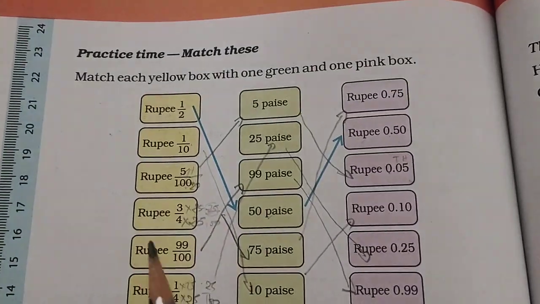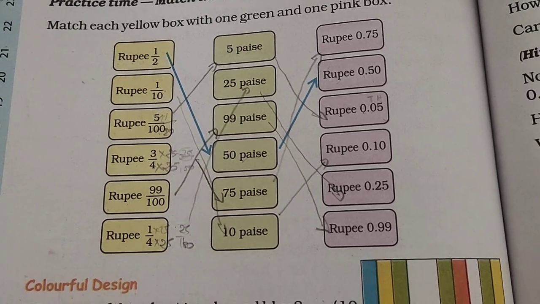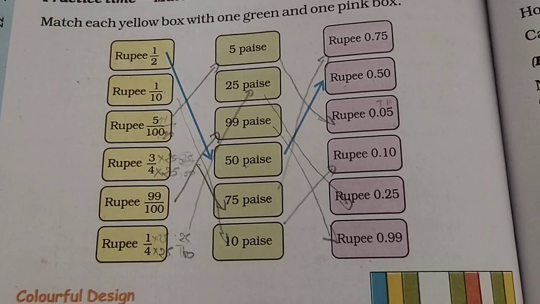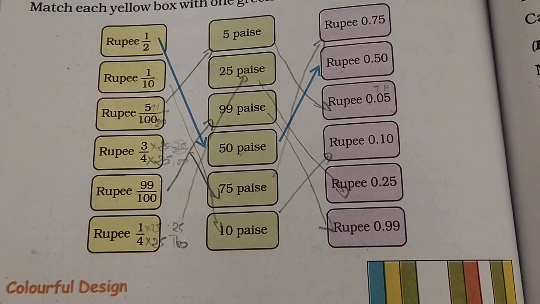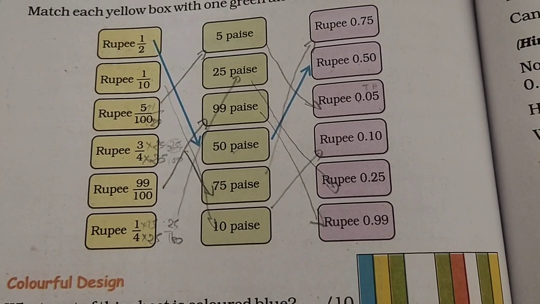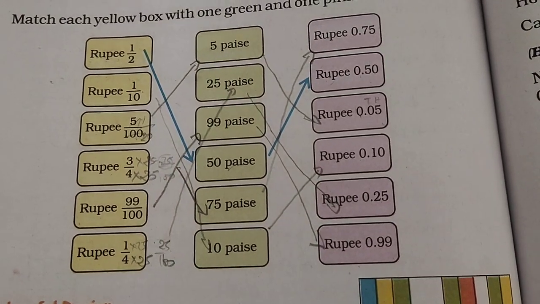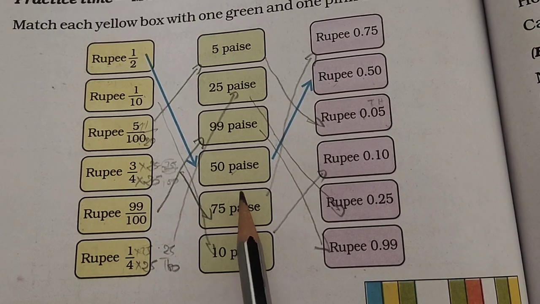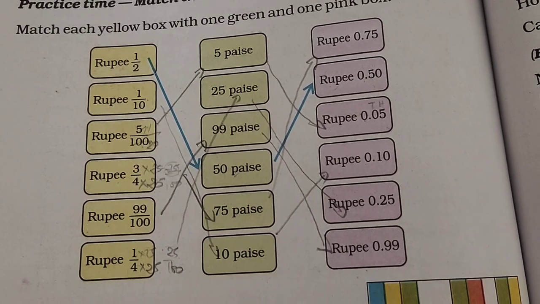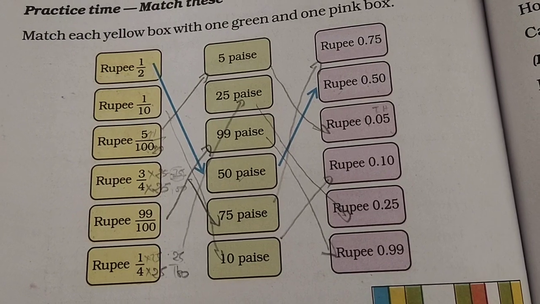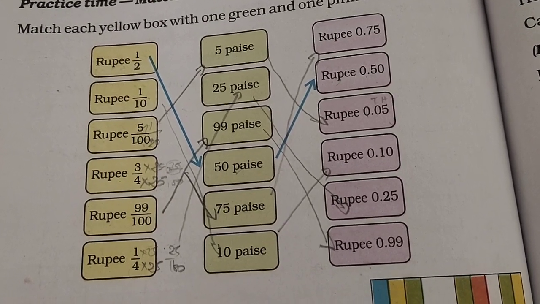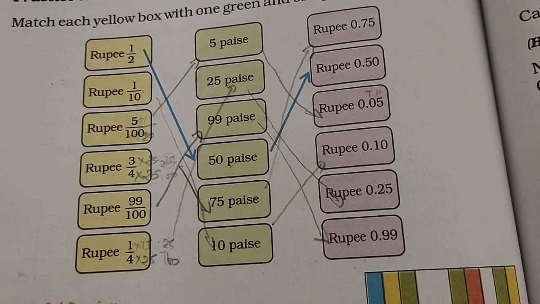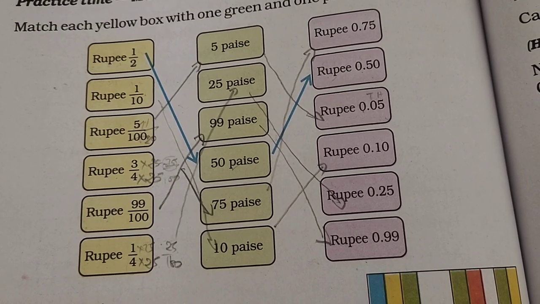Then in the practice time of math, we learnt about the equivalent amount of rupees and paisa and in fraction. In one column the amount was given in fraction, it was converted into paisa and then matched with the rupees, isn't it? Now further we will learn about fractions and equivalent fractions related to tenths and hundredths.